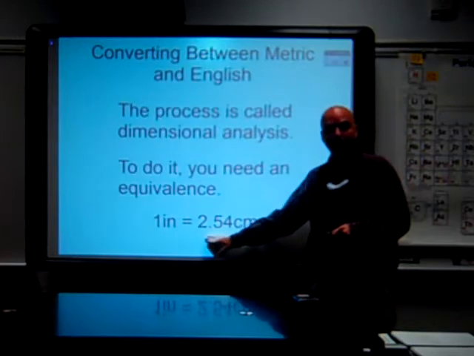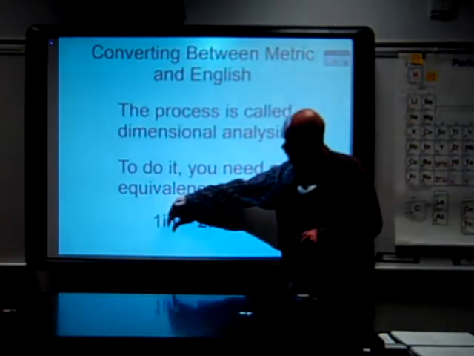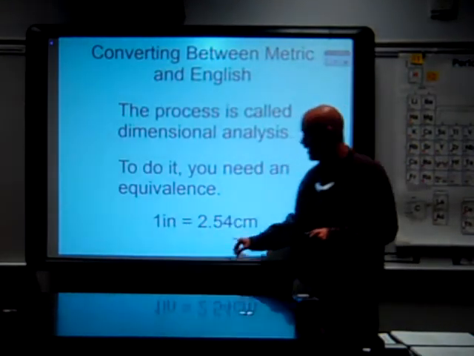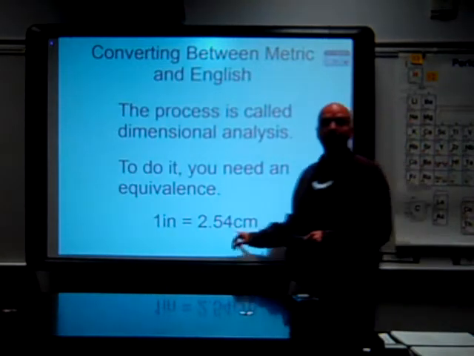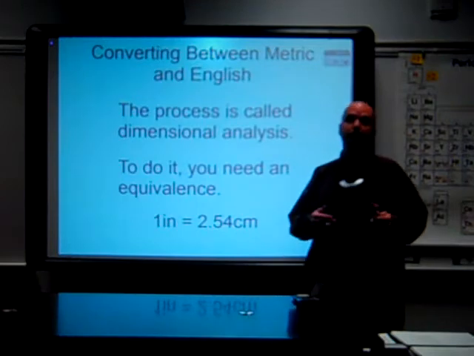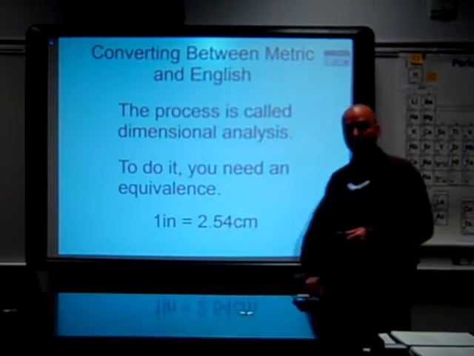This is an example of an equivalence. 1 inch equals 2.54 centimeters. And what it does is relate the two units to one another. It tells me 1 inch contains 2.54 centimeters. What this equivalence allows us to do is convert between the two units. I can go from inches to centimeters or from centimeters to inches with that one equivalence.